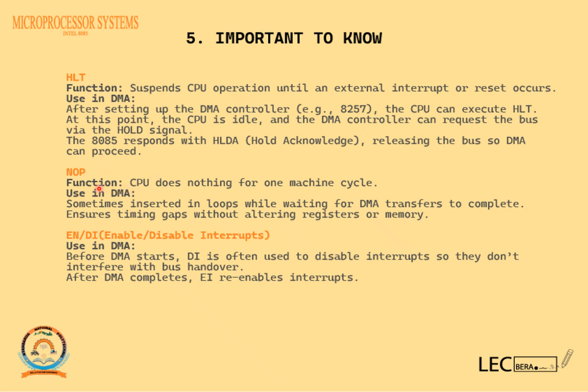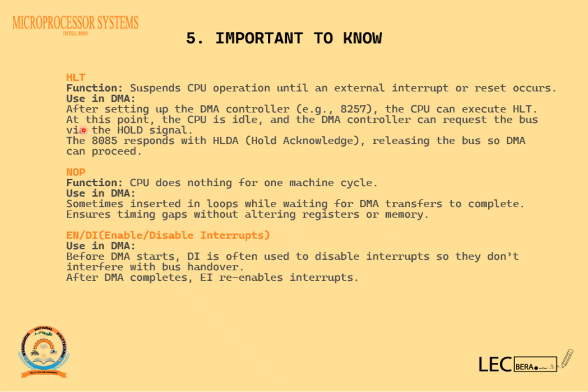And then we have another operation, which is no operation, NOP. What does it do? The CPU does nothing for the machine cycle. This is very important when we are doing what is called cycle stealing mode. In cycle stealing mode, we are going to execute this instruction. By executing it, the CPU is going to be idle for one cycle. During that one cycle, the DMA can use the system buses. How do we use this one? It is sometimes inserted in loops while waiting for the DMA transfer to complete, ensuring timing gaps without altering registers or memory.